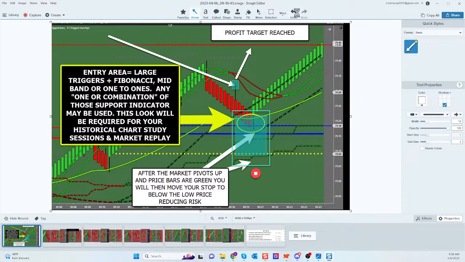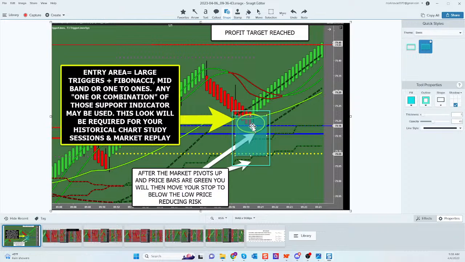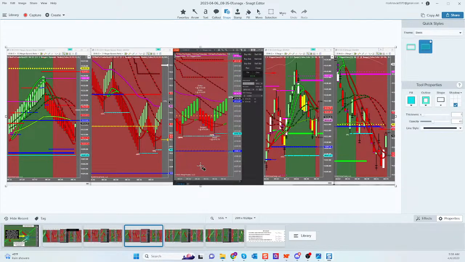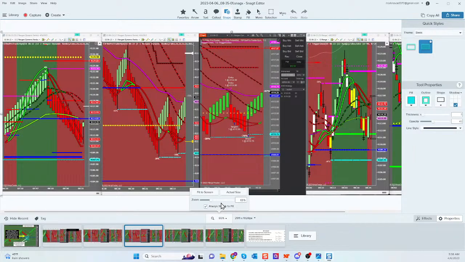So I'm going to say this, and I say this every day as loud as I can. Great entries create manageable trades. You guys want to see something cool? Here's an entry from this morning.